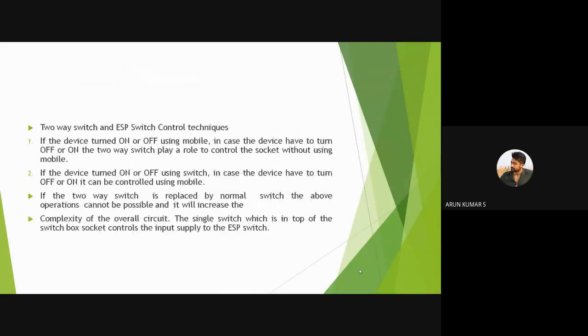If the device is turned on or off using the switch, it can also be controlled using the mobile. This reduces the complexity of the overall circuit. The single switch on the top of the switch box socket controls the input supply of the ESP switch.